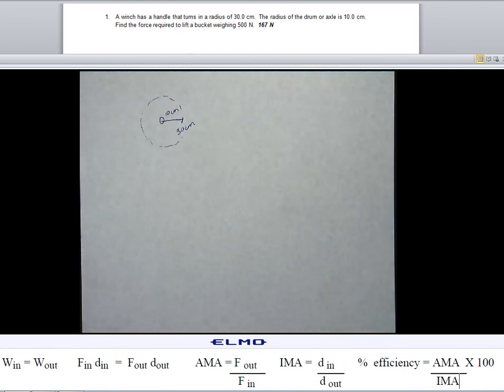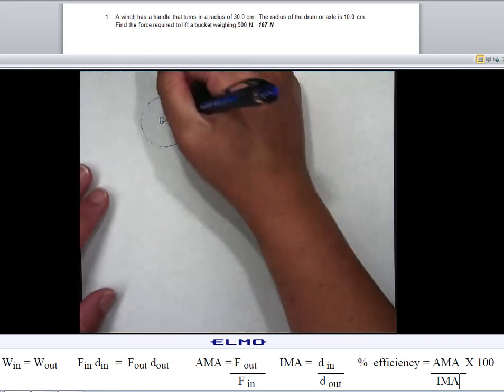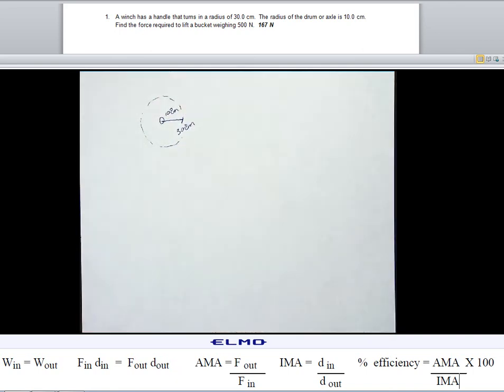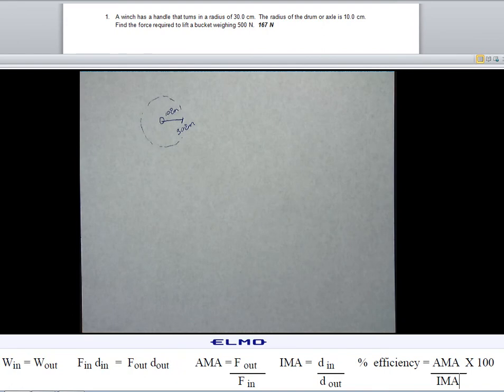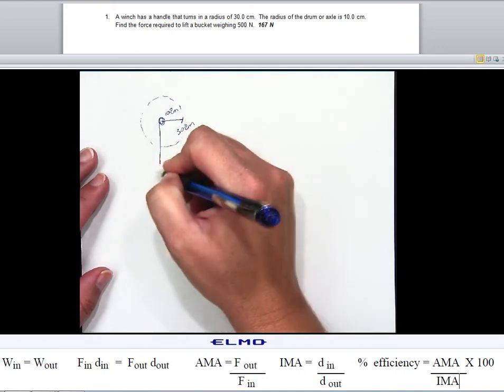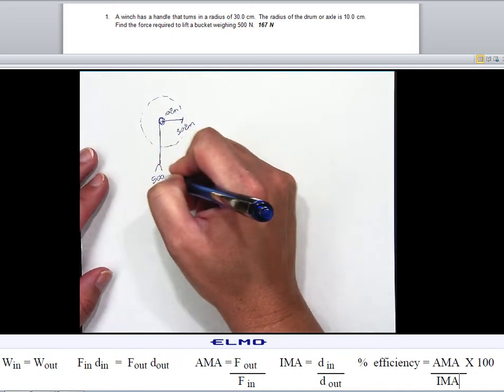And it says find the force. Oh, and this is 10.0 and this is 30.0. If we get into significant figures, that is very important. It says find the force required to lift a bucket weighing 500 newtons. So we have a bucket hanging off here of 500 newtons.